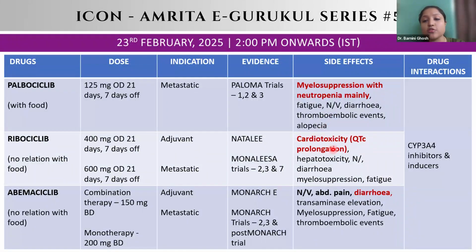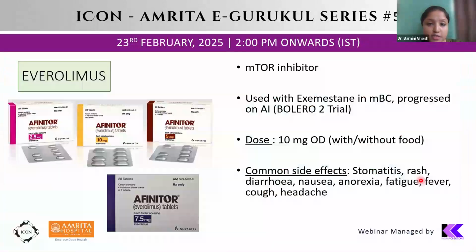For ribociclib, the most notable toxicity is cardiotoxicity, that is QTc prolongation. Hence, it is to be avoided with other drugs causing QTc prolongation. It may also cause hepatotoxicity, GI toxicities, myelosuppression, and fatigue. Now, for abemaciclib, the most notable toxicity is diarrhea, that is GI toxicity. It may also cause nausea, vomiting, abdominal pain, transaminase elevation. Also, there is some risk of myelosuppression, fatigue, and thromboembolic events. Drug interactions for all 3 are with CYP3A4 inhibitors and inducers, since these drugs are metabolized by the hepatic microsomal enzyme systems.